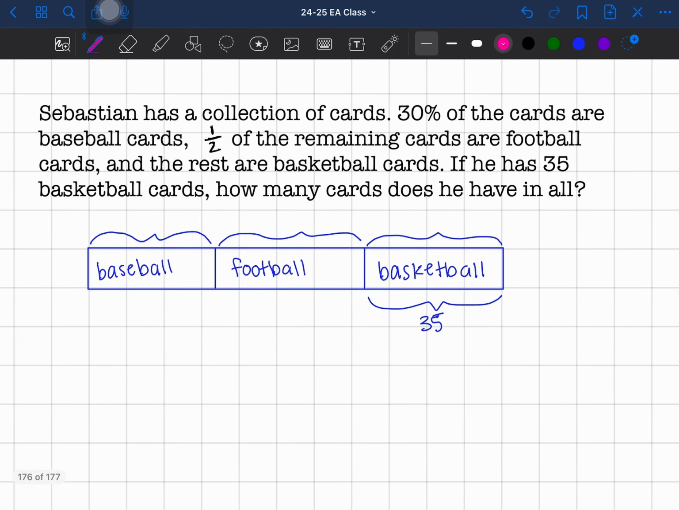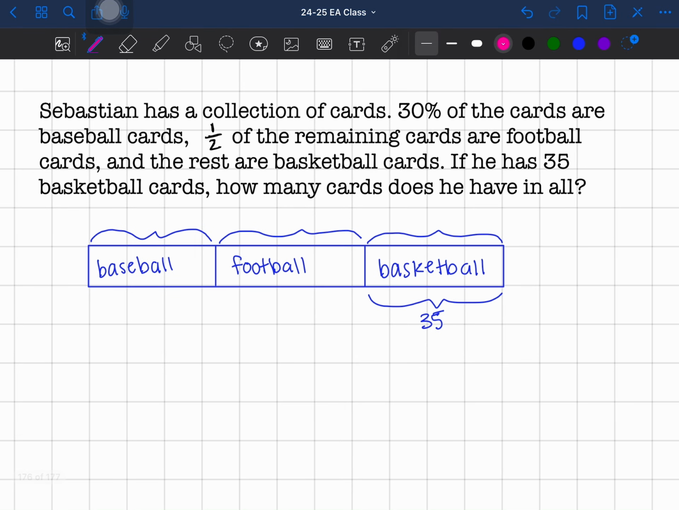So, on your own: Sebastian has a collection of cards. 30% of the cards are baseball cards, 1/2 of the remaining cards are football cards, and the rest are basketball cards. If he had 35 basketball cards, how many cards does he have in all? You need to draw this model, and then you need to label it with the information that you're given from the word problem. Pause this video, come back and check your work.